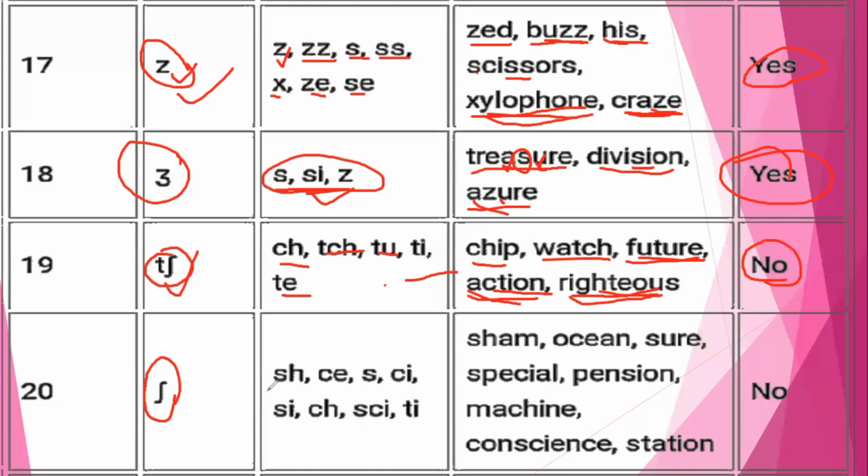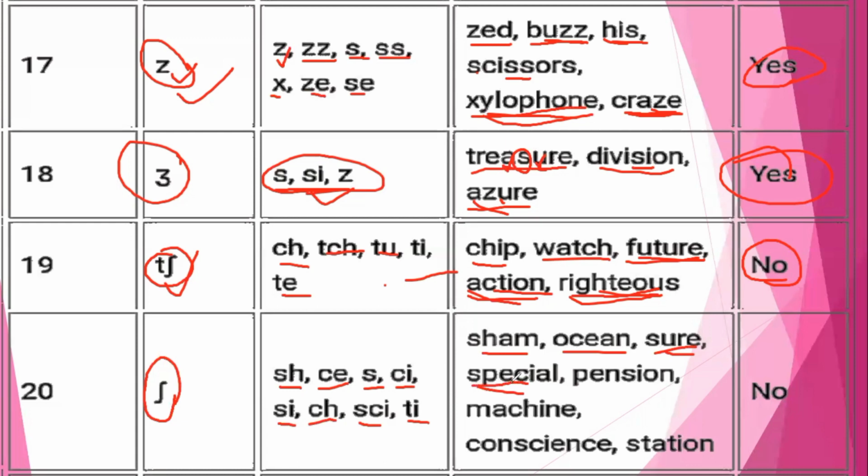It's pronounced sh in words when there are graphemes like S, H, CE, S, SI, CI, CH, SGI, and TI. Then TI becomes sh, like in sure, ocean, share, spatial.